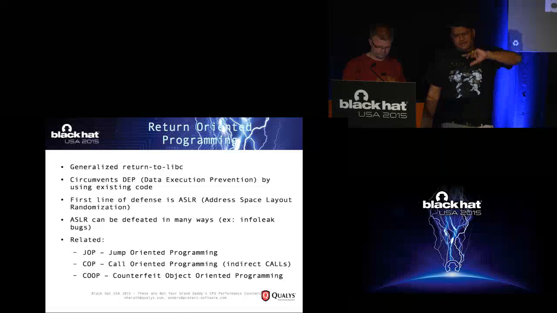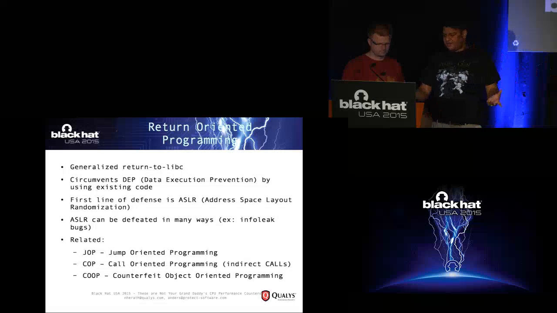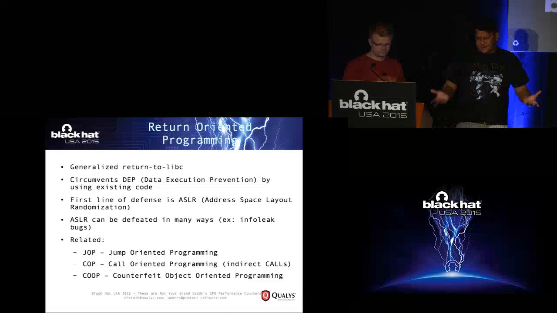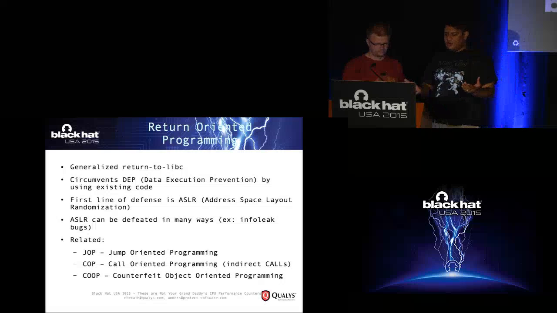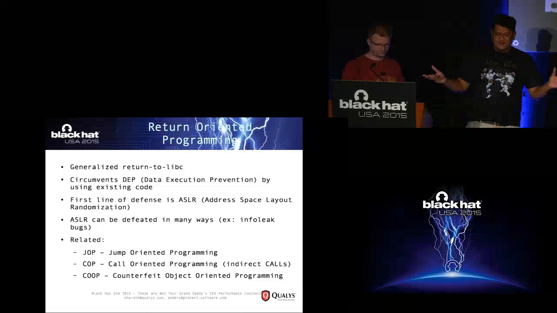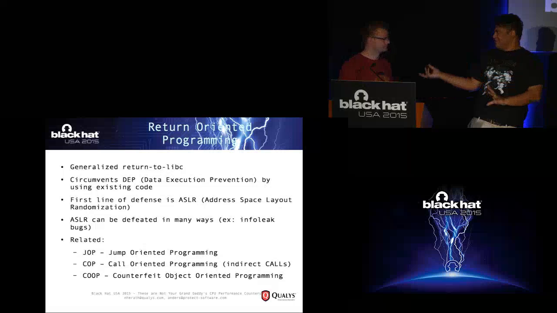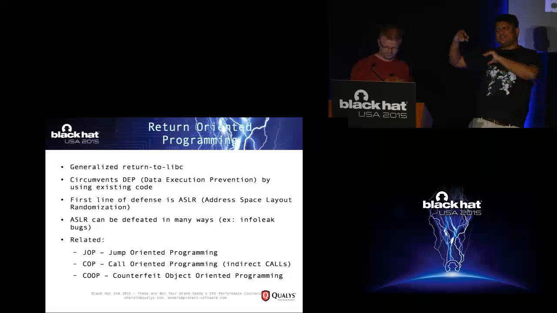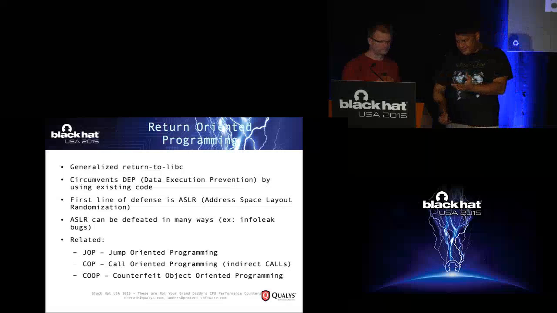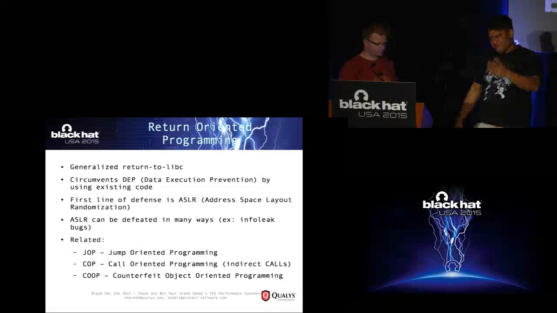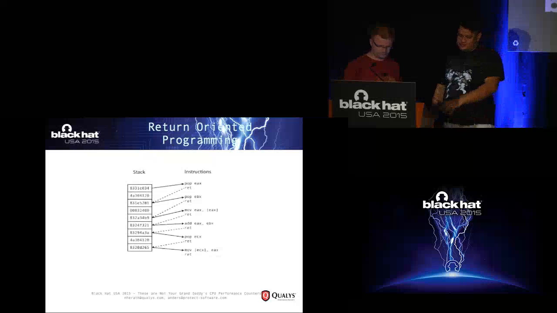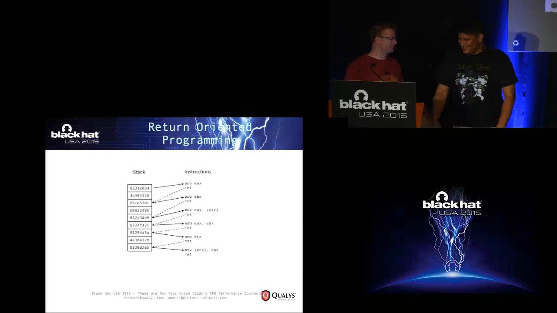And with ROP, there are other schemes like jump-oriented programming, basically call-oriented programming, using indirect calls, or counterfeit object-oriented programming, where you're basically using the features, the memory representation of objects, to set up a similar state machine. Now, yeah, we need to speed up.